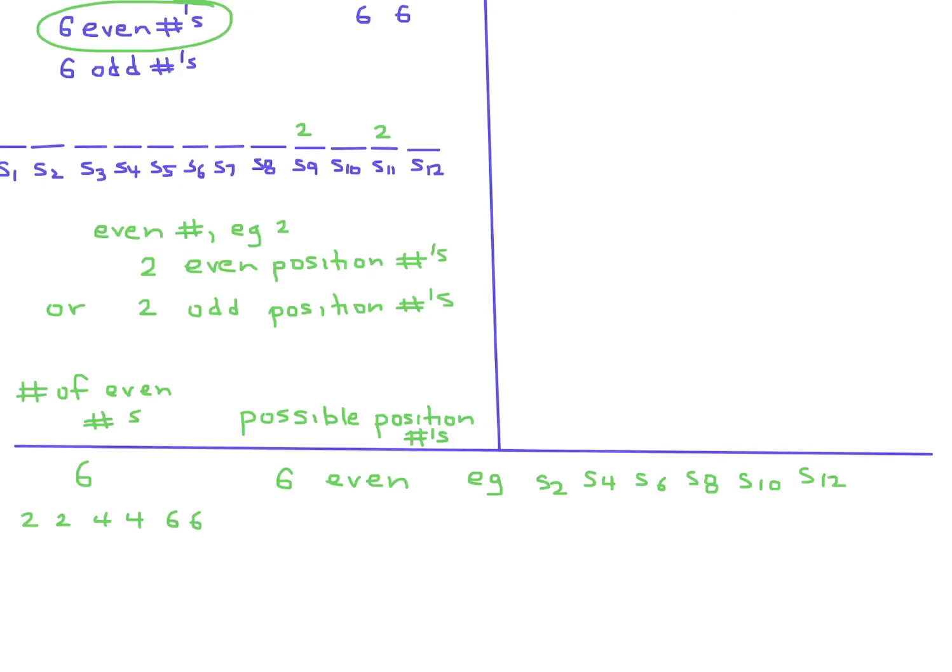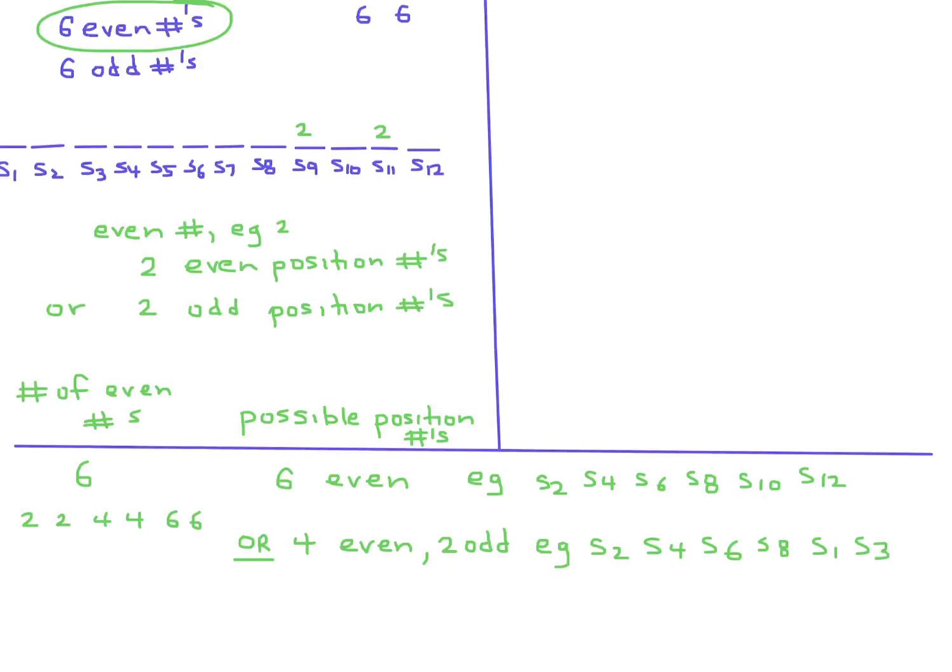Correct? Or another possibility is you can have 4 even position numbers and 2 odd position numbers. So for example, you'd have S2, S4, S6, S8, and then you'd have S1 and S3. Correct? The 2's could go here because 3 minus 1 is equal to 2. The 4's could go, let's say, here and here because 8 minus 4 is equal to 4. And the 6's could go here and here, something like that, right?